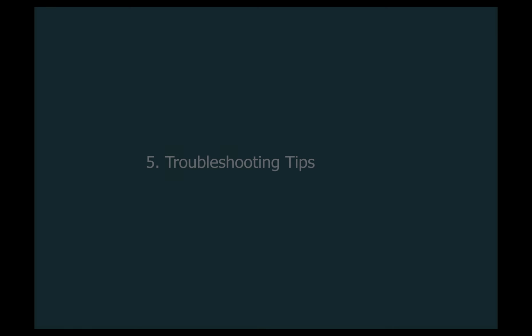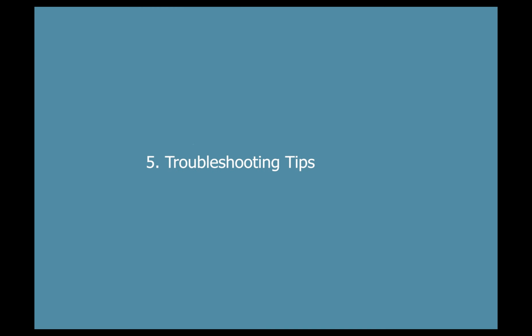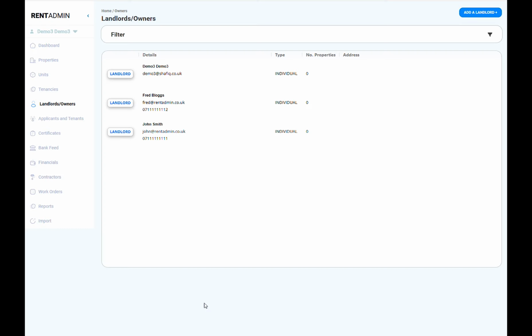Now let's go over some troubleshooting tips. We'll look at some common errors that can be displayed during the import process and how to resolve them. First, let's try uploading the same owner document we used in the first section. Since the system already has those owner references in use, it should prevent us from uploading them again and display an error message.